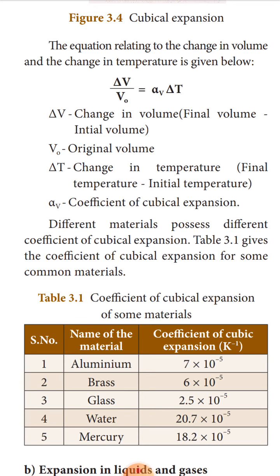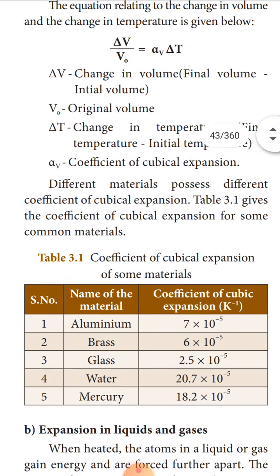Coefficient of cubical expansion for some materials. Name of the material, coefficient of cubical expansion. The unit is K power minus 1. Aluminium 7 into 10 power minus 5. Brass 6 into 10 power minus 5. Glass 2.5 into 10 power minus 5. Water 20.7 into 10 power minus 5. Mercury, that is 18.2 into 10 power minus 5.